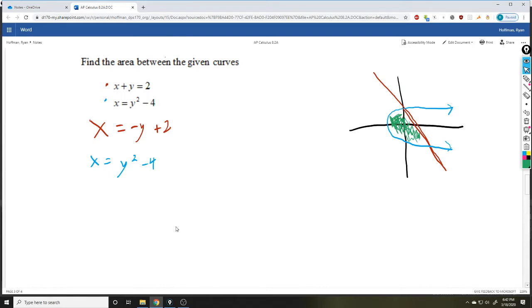All right. Hey everyone, we're here to finish up this set of notes. And so we're going to finish up talking about finding areas between curves.